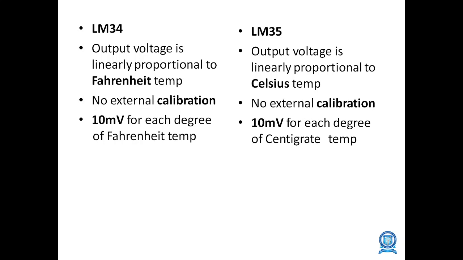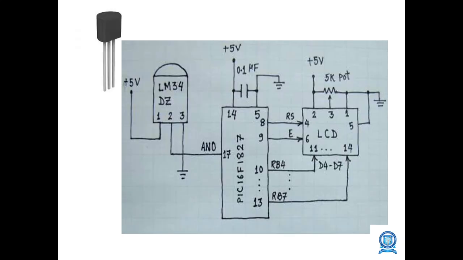LM34 and LM35 difference is given, in which output voltage is linearly proportional to Fahrenheit. LM35 is proportional to Celsius temperature. No external calibration in LM34 and 35. 10 millivolt for each degree on Fahrenheit and centigrade is given. So this is the connection between LM34 to LCD display, in which there is a chip at the center which is connected to 8, 9, 10 to 13.